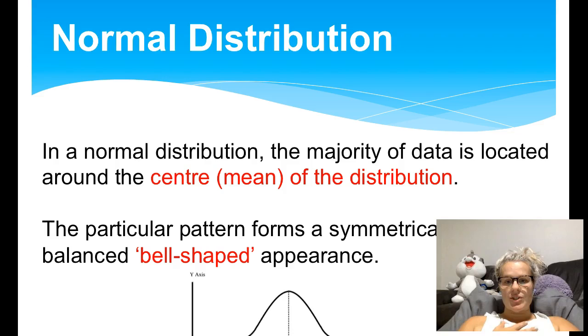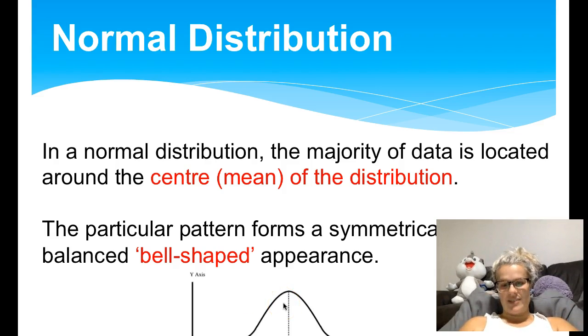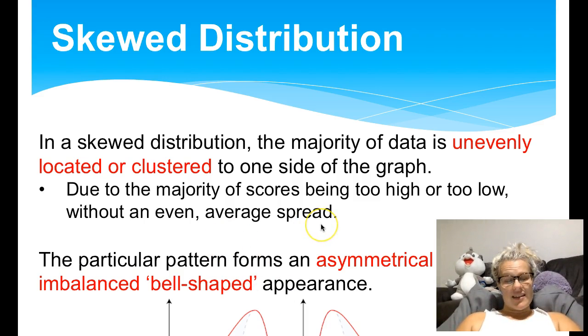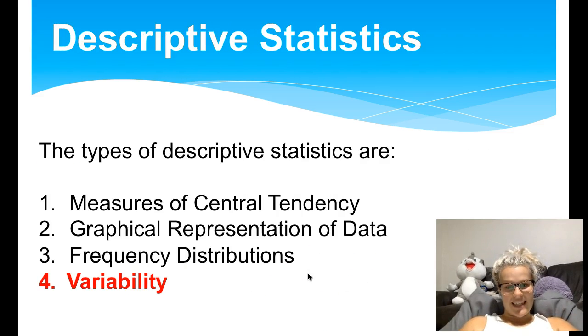So in a normal distribution, the majority of the data is located around the center of the mean, and it is a bell-shaped curve. This is a perfect curve. That's what we want out of our data. Do we ever get it? No, probably not. The other kind of distribution is a skewed distribution, and this is when the data is unevenly located or clustered to one side of the graph. So it looks like this. It's an imbalanced bell-shaped appearance. It looks like a bell, but it's not a bell. And that's not what we want, and it's likely what you're going to get.